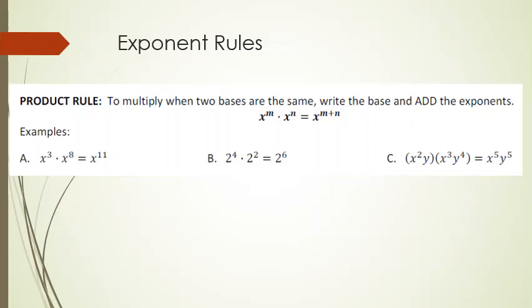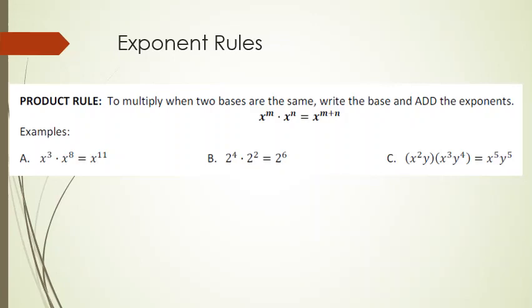So for example A, where we have x cubed times x to the 8, just think to yourself, well, I have 3 x's and I have 8 x's, right? Because x cubed is actually x times x times x. So that's 3 x's. Now you're multiplying that with 8 more x's. So that means you have x 11 times. So instead of having to go through all of that, all we do is we say 3 plus 8 is 11. X to the 11.